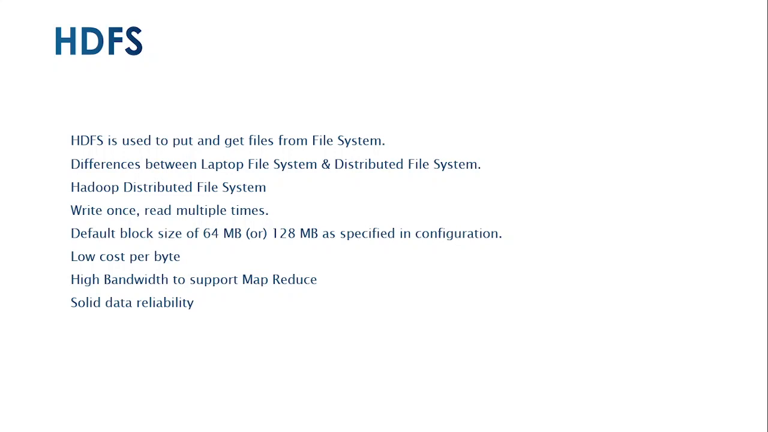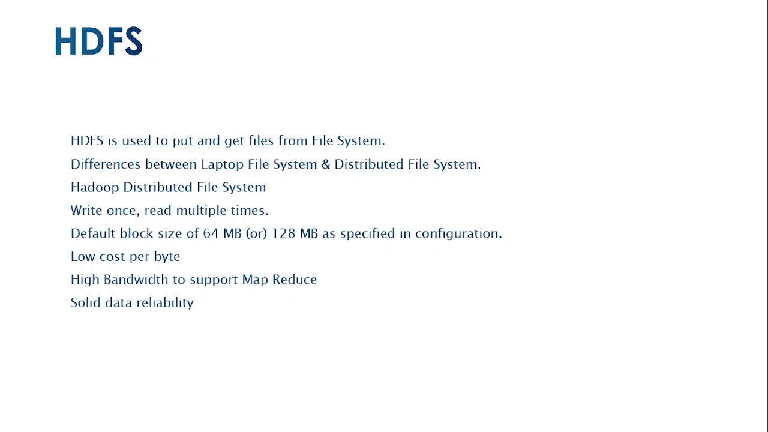The default block size of HDFS is set to 64 MB or 128 MB. That can be set with the configuration settings in HDFS, and it is low cost per byte because this HDFS component leverages the disk usage within the cluster. It also offers high bandwidth to support MapReduce programming.